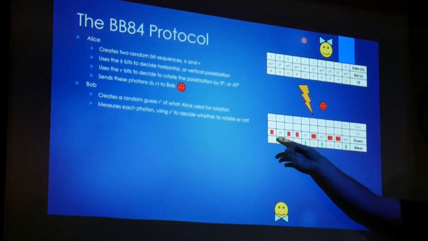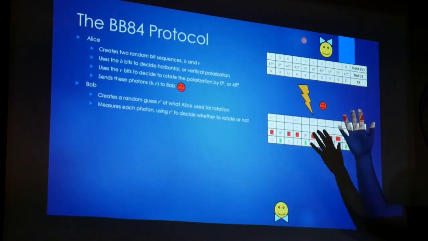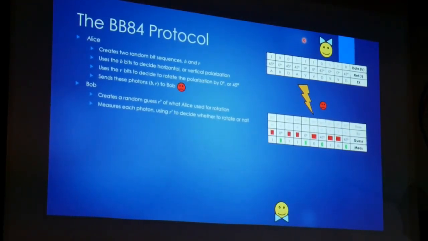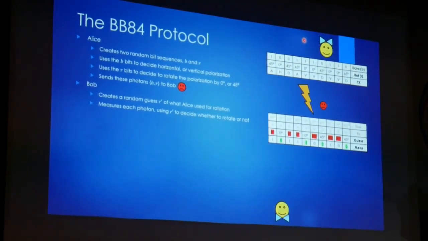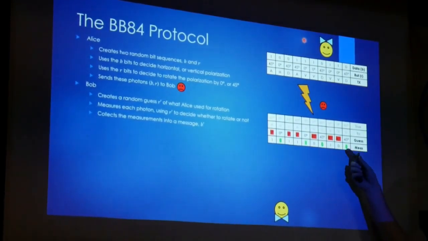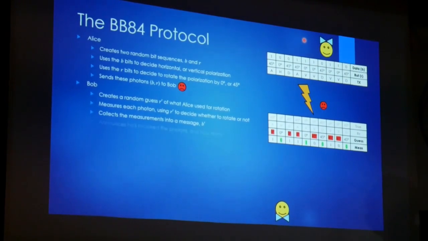And I'm going to use those guesses and I'm going to hook it up to a machine that detects horizontal and vertical and diagonal and anti-diagonal. Okay? So he's going to get some answers, ones and zeros. We don't know if they're right yet, though the coloring should help tell you. And he collects those things into a message, which he calls B prime, but this is just a measurement.